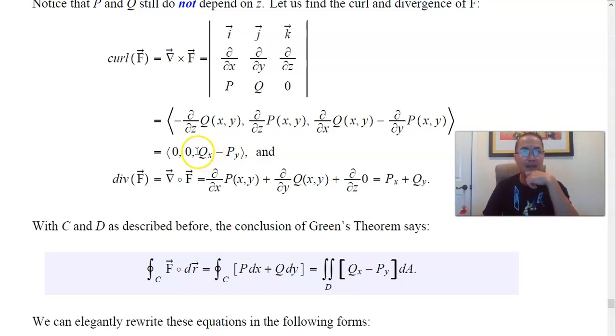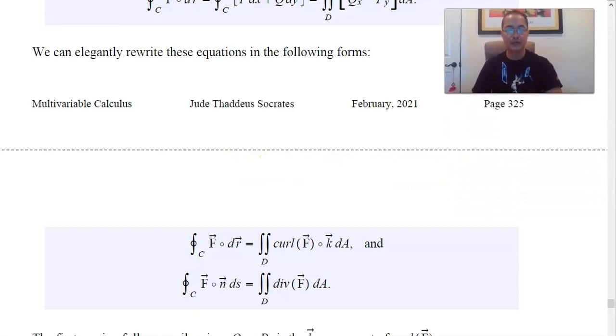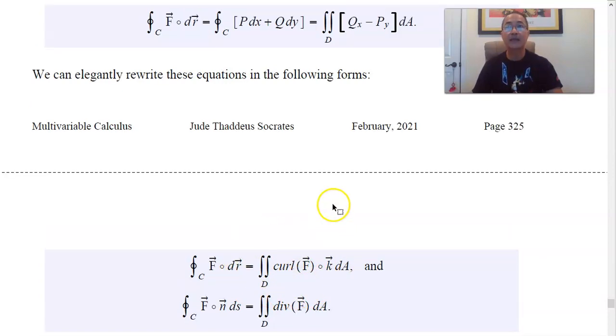But wait a minute. How do you get the z component of a vector? You dot it with k. That's the easiest, sneakiest way you can extract the z coordinate of a vector. So we can write the equation that we get from Green's theorem in this way. There's our Qx minus Py: when you dot the curl with k, you get Qx minus Py. What about this guy? I have divergence over here, and that's Px plus Qy. Wait a minute, something's fishy over there.